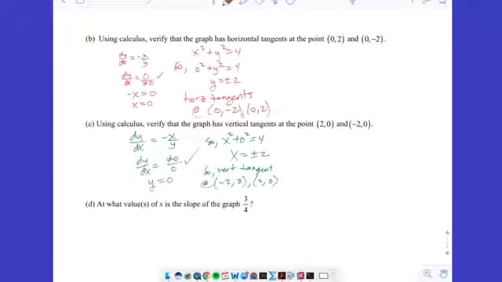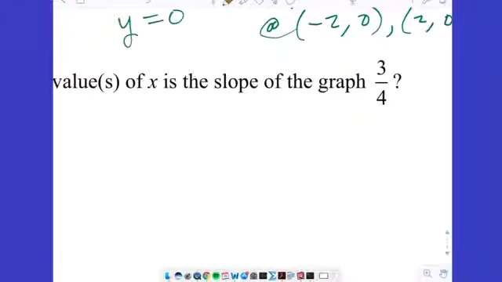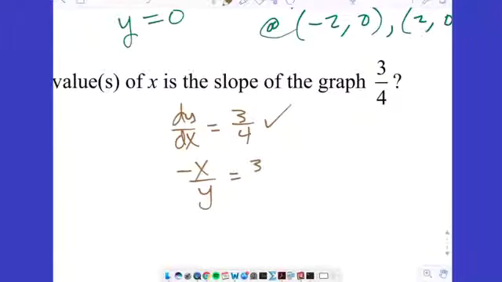So here's what we do. If we want to know where the slope is 3/4, we're going to take the derivative, dy/dx, and we're going to set it equal to 3/4. That would earn you a check right there, just for setting it equal to 3/4. But of course, in this case, we probably want to set the other version of the derivative equal to 3/4, namely the negative x over y piece.